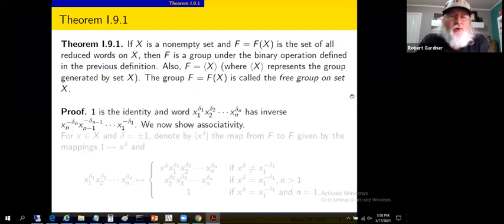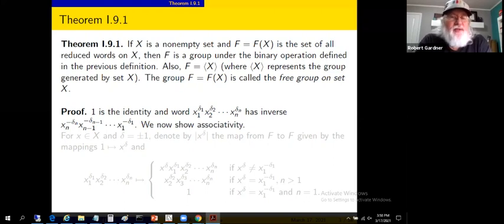First, the empty word, one, the infinite sequence of ones. This is the identity. We defined the binary operation, so that would be the identity. Also, the reduced word x sub 1 to the delta 1 through x sub n to the delta n has the inverse x sub n to the negative delta sub n, x sub n minus 1 down through x sub 1 to the negative delta 1. And just put a negative sign on those exponents. Remember, the exponents are plus or minus 1. And then there's the two-sided inverse, so easy enough.